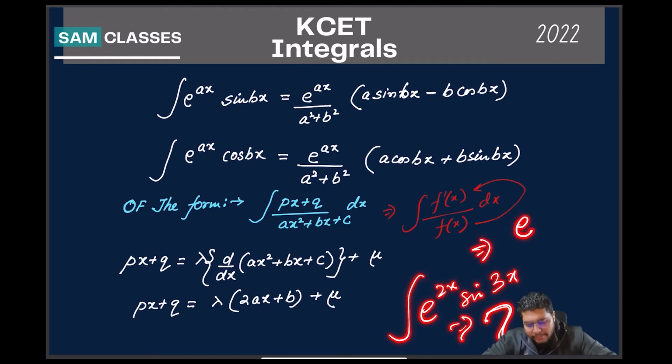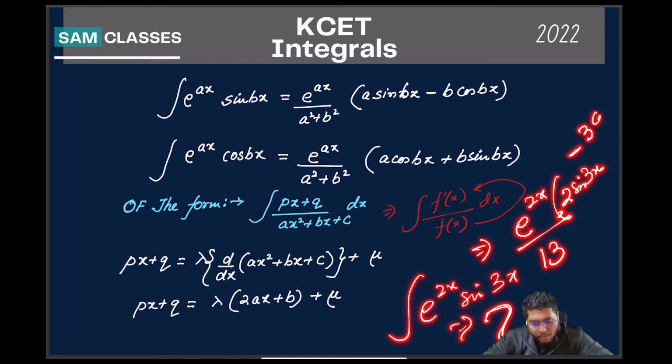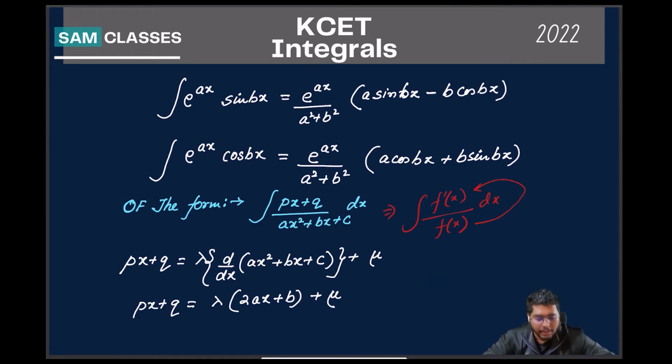Sir, directly one line we can write: e power 2x by 2 square plus 3 square is how much, sir? 2 square is 4, 3 square is 9. 9 plus 4, 13, sir. And into 2 sine 3x, since it is sine, so minus 3 cos 3x. That's it. What was that difficult? Correct. So if you know the formulas, if you know what to do, you'll be able to do it in a damn fast manner. Okay.